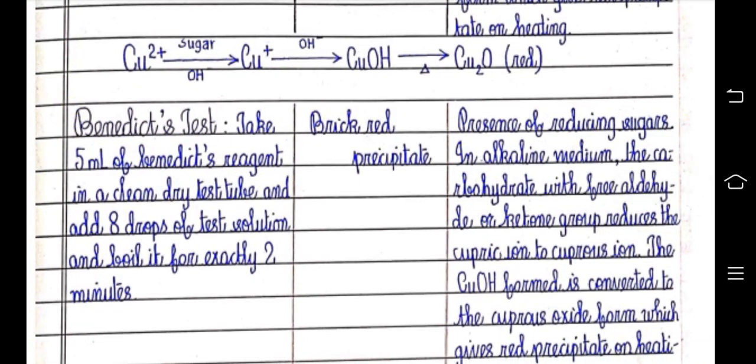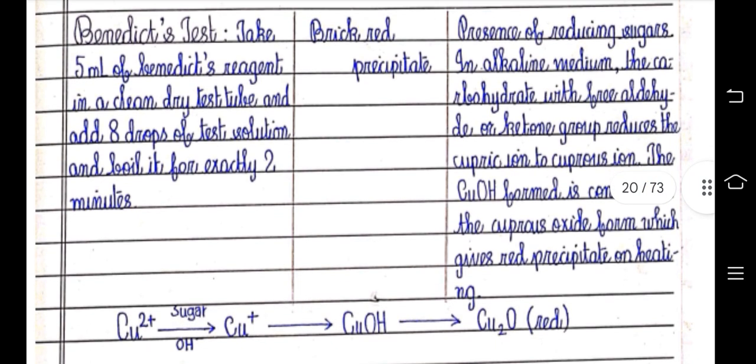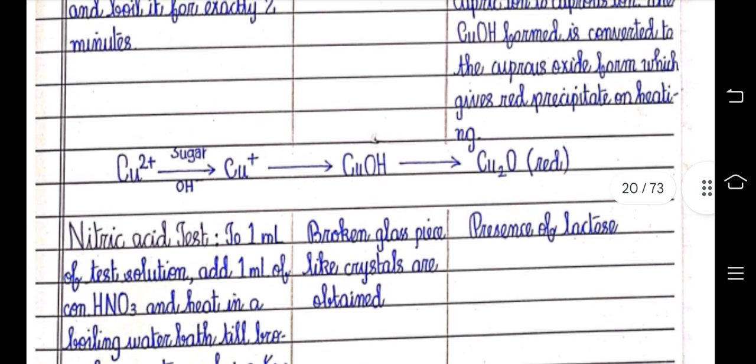Okay. Then the Benedict's test. Take 5 ml of Benedict's reagent in a clean dry test tube, add 8 drops of test solution and boil it for exactly 2 minutes. A brick red precipitate indicates presence of reducing sugars. In alkaline medium, the carbohydrate with free aldehyde or ketone group reduces the cupric ion to cuprous ion. The CuOH formed is converted into cuprous oxide, which gives a red precipitate on heating. So Cu2+ plus sugar OH gives Cu+, CuOH, Cu2O, red.